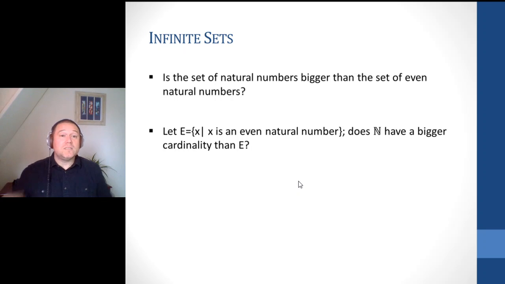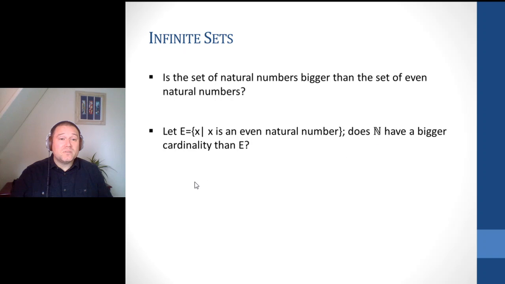Well, it seems at least intuitively like it should. N should be bigger, because N doesn't just include the evens, it includes the odds too. N has 0, 1, 2, 3, 4, etc., whereas E just has 0, 2, 4, and so on. So intuitively, people think that N has a bigger cardinality.